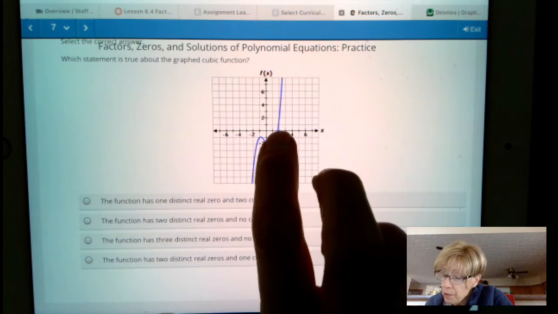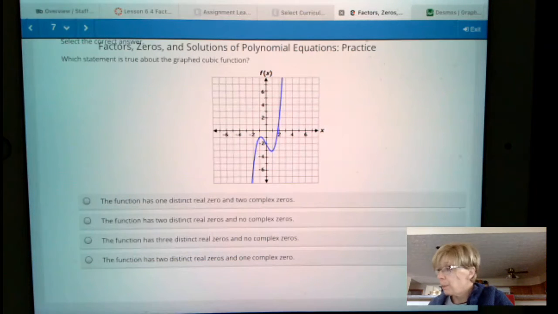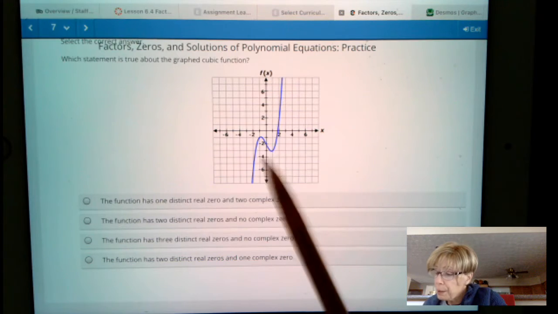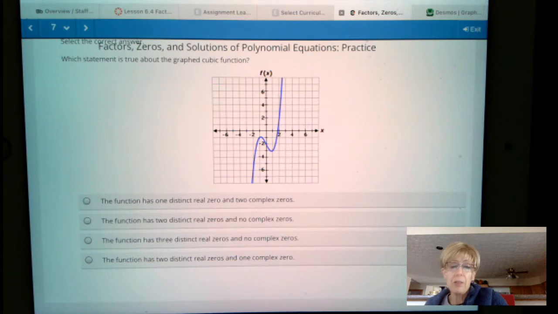Well, it does. It's right here as I try to point that. There on my iPad, that's not working very well. But as I try to point right here, where that graph crosses the x-axis, and then it says it has two complex zeros. I actually do think that that is the answer, and I don't think, I know that that is the answer. Cubic means to the third power, and that means that there's going to be 3 roots.